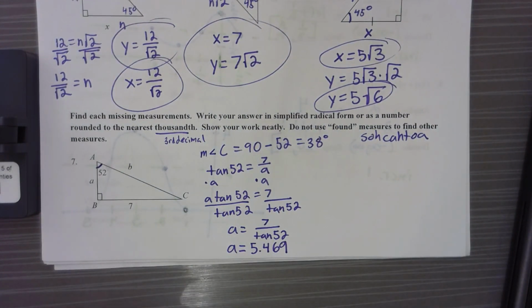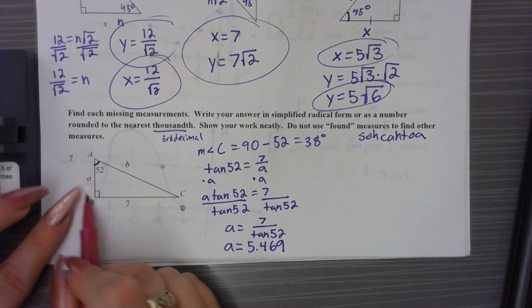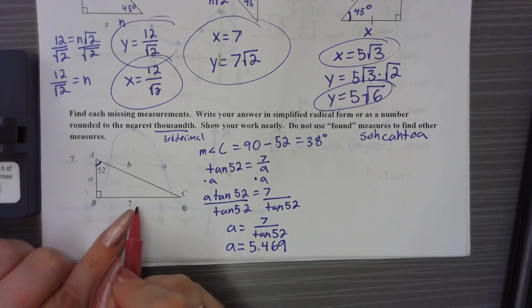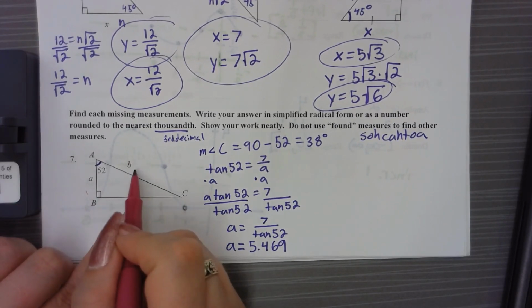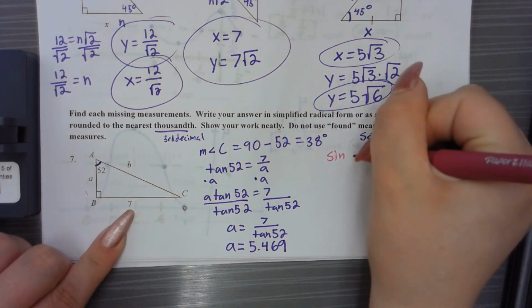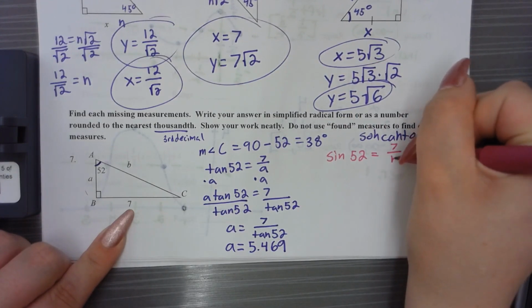Okay, so now we want to find the length of side B. So if I'm finding the length of side B, again, I'm not working with the found measure that I just found. I'm just working with what I'm given. So I have the opposite and the hypotenuse. So this time I'm going to be using sine. So for this one, I would say the sine of 52 is equal to the opposite over the hypotenuse.